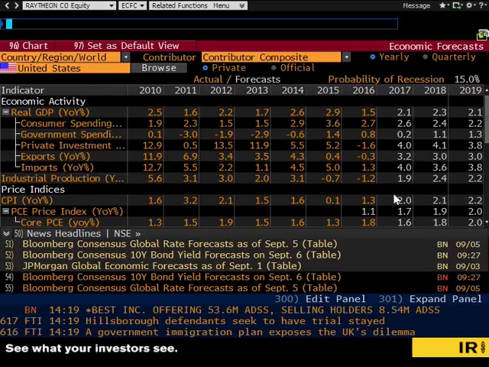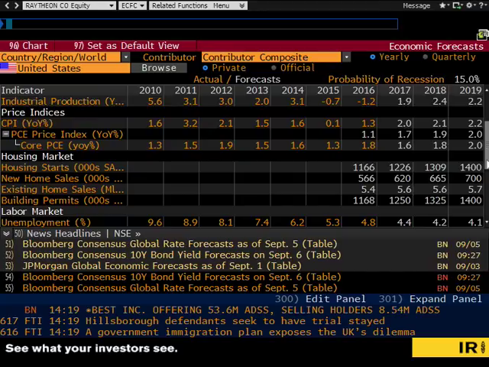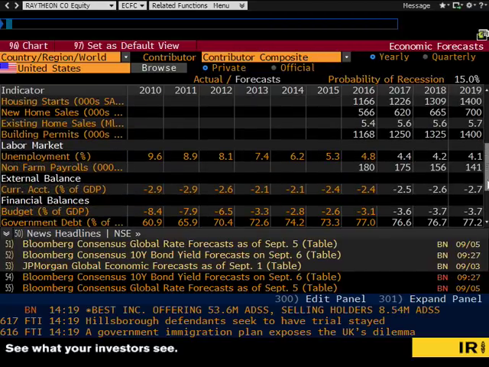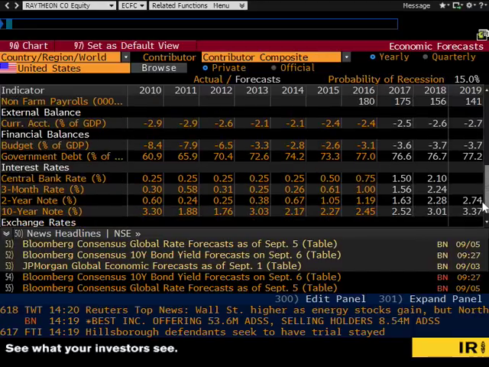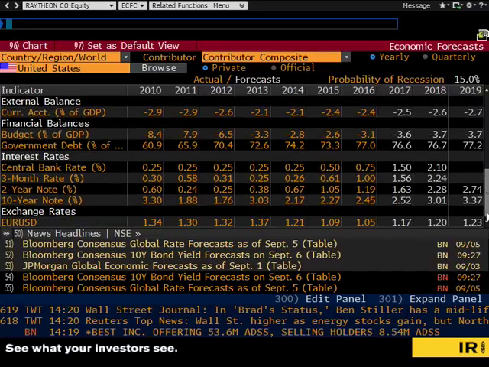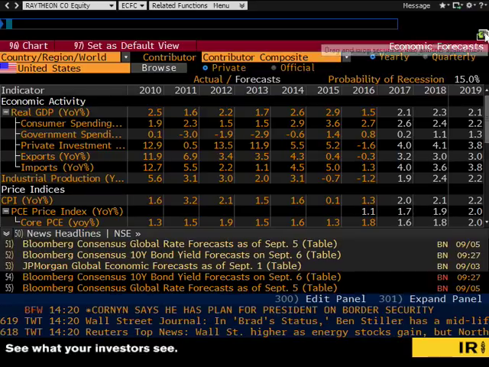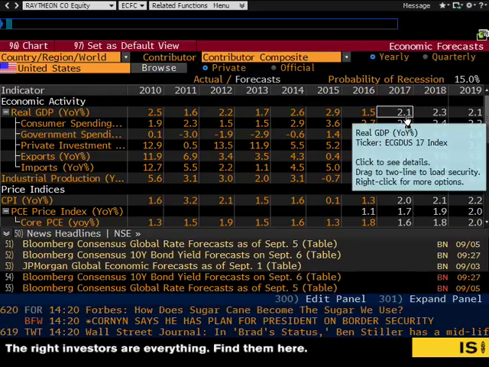And then you can also see CPI. You can see, if you scroll down, housing data, labor data, such as unemployment rates. You can see interest rate forecasts for the US, exchange rate forecasts, etc. So you can see both historical and forecast data. And like any other screen on Bloomberg, you can drill down.